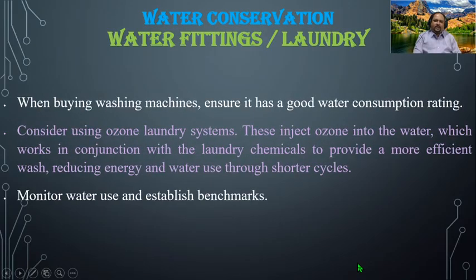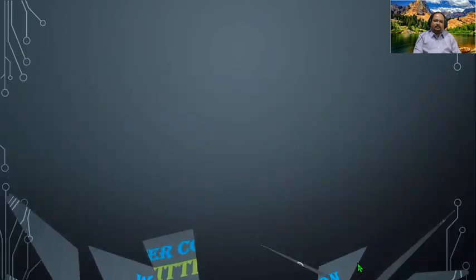When buying washing machines, ensure they have a good water consumption rating. Consider using an ozone laundry system. These inject ozone into the water, which works in conjunction with the laundry chemicals to provide a more efficient wash, reducing energy and water use through shorter cycles. Monitor water use and establish benchmarks.